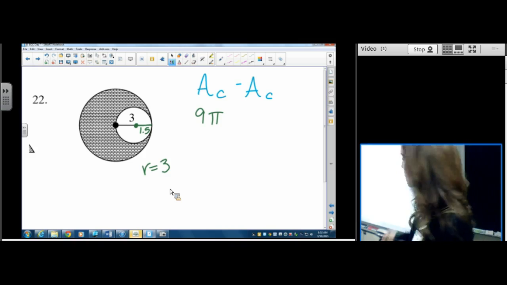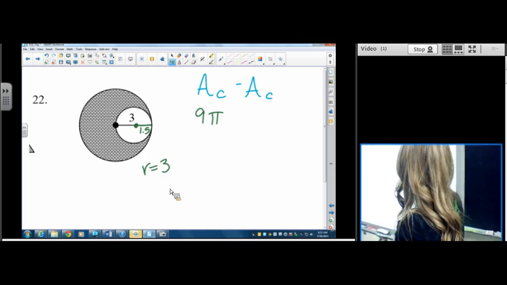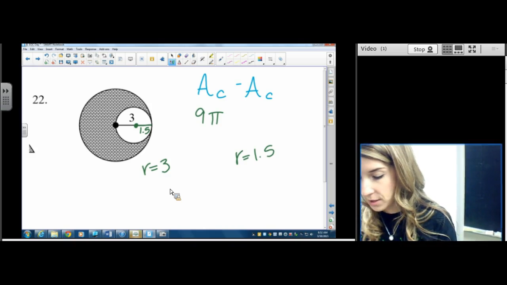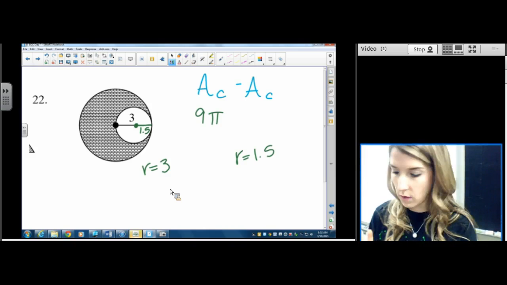Now, unfortunately, the radius of the smaller circle is a decimal because 3 is odd. So this one's going to be pi r squared. We're going to have to square 1.5. I personally am going to put it into fraction form, but you don't have to.